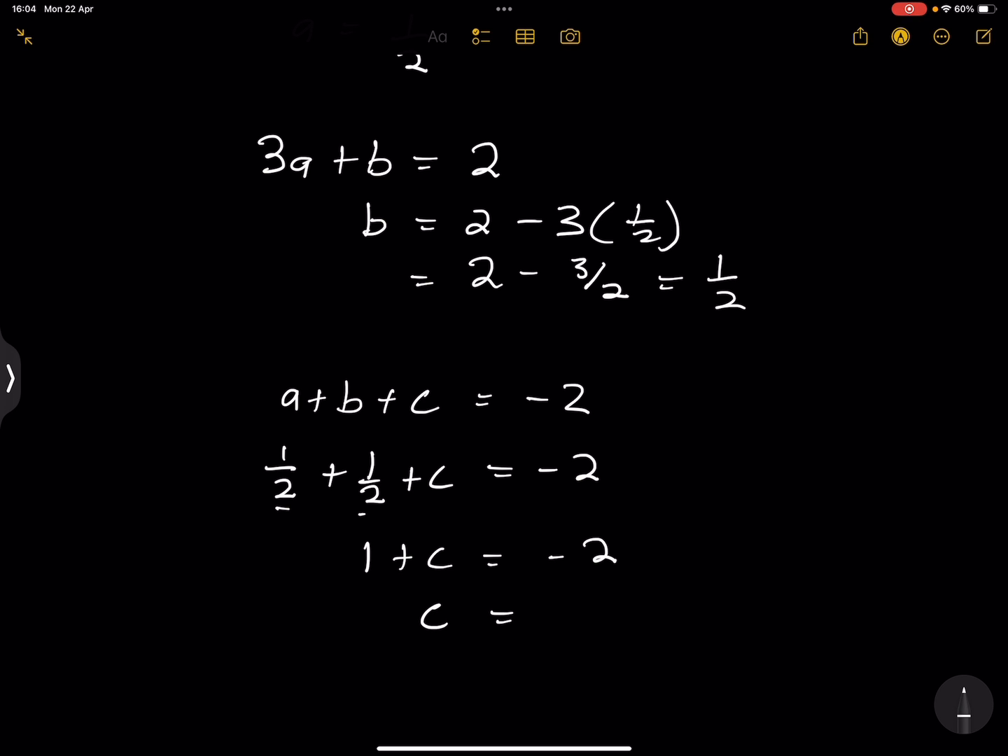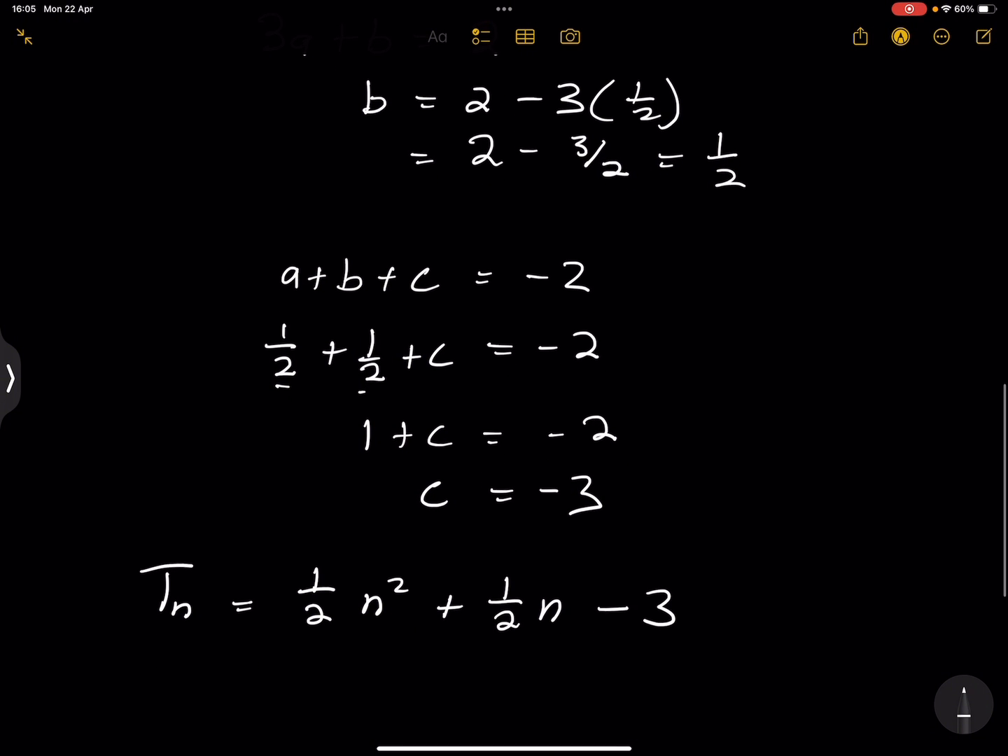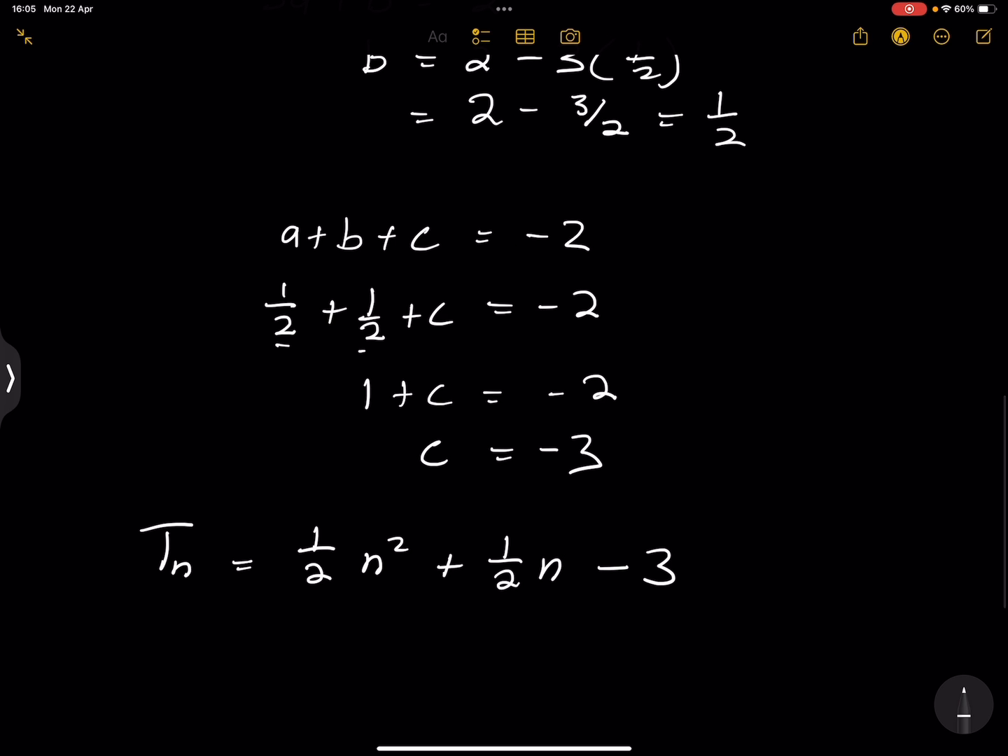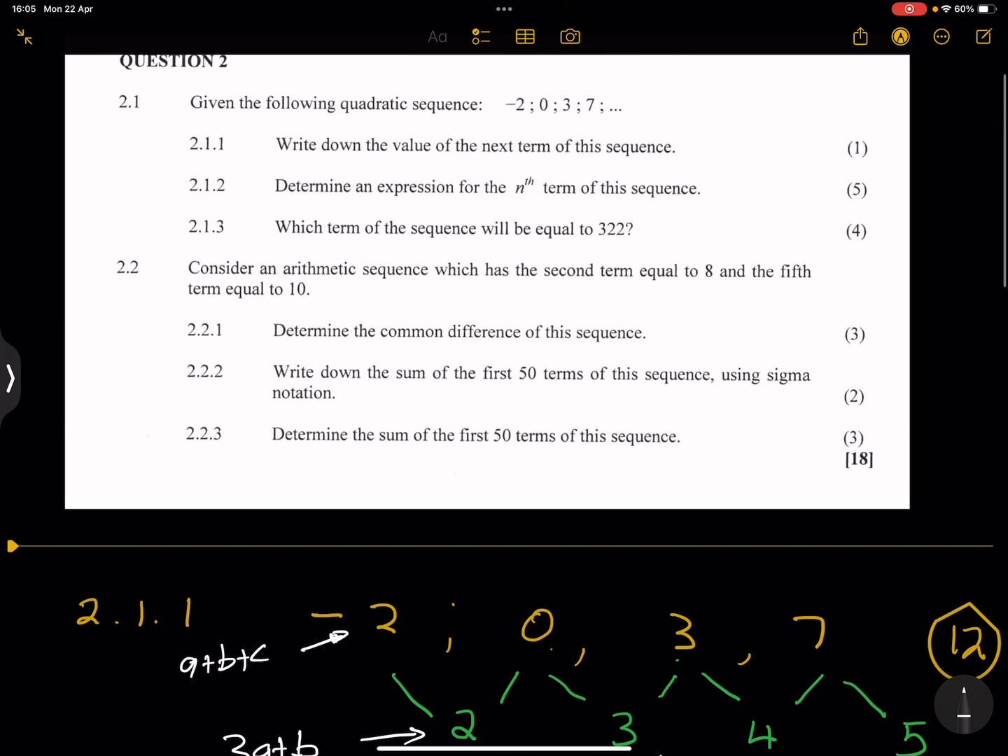And if I take this to the other side, that will give me negative 3. And so that means that the nth term of this sequence will be half n squared plus 1 over 2n minus 3. And that would be how we get to the nth term of this sequence. Okay, right, so let's go on to the next one.